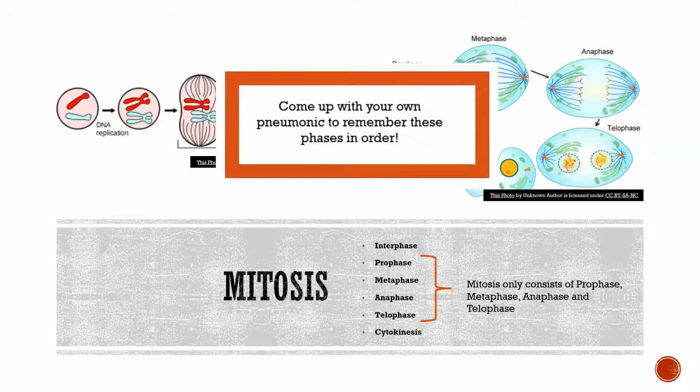Can you remember or come up with a mnemonic to remember the order of the phases? So a mnemonic that will help you to remember interphase, prophase, metaphase, anaphase, telophase, and cytokinesis. Somehow you need to remember that order.